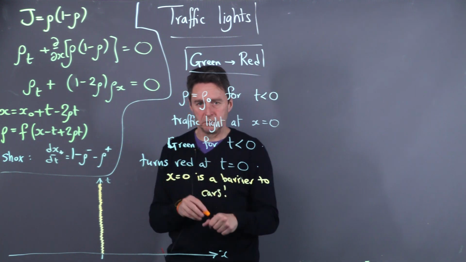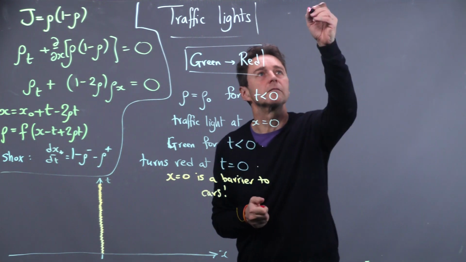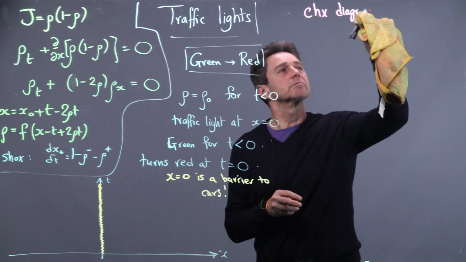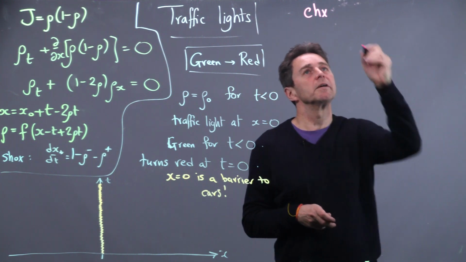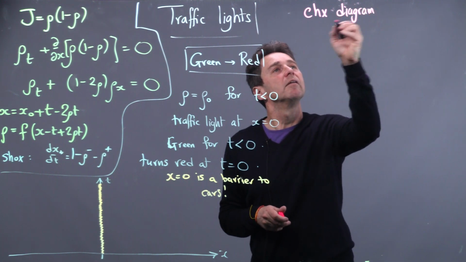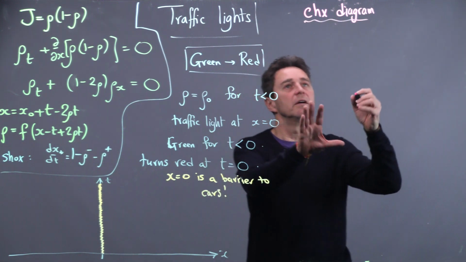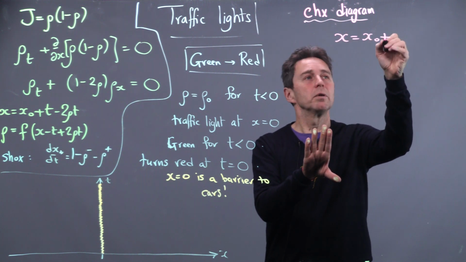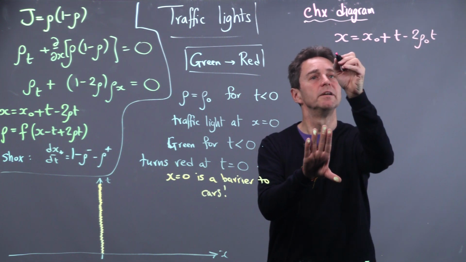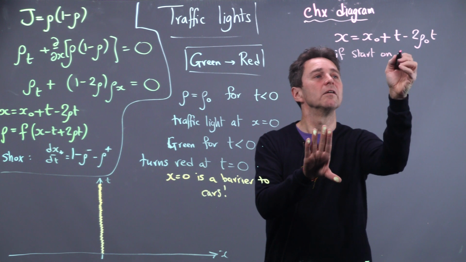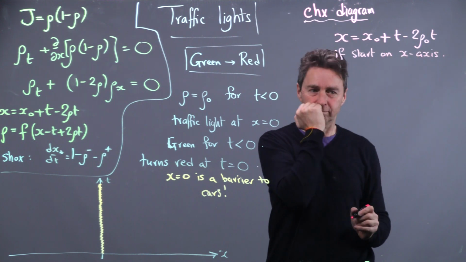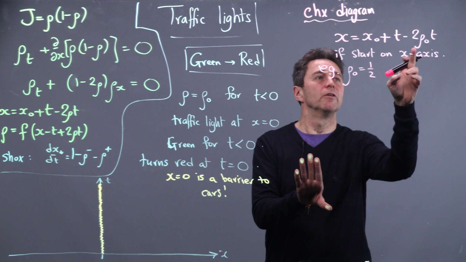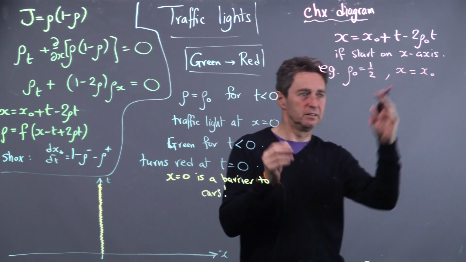All right, so let's consider the characteristics diagram a little bit. I'm getting too small in my writing. So the characteristics diagram, I'm starting to draw it down there. We've got the characteristics information here: x equals x0 plus t minus 2 rho 0 t, if you start at the x-axis. And let's put rho naught as a half. If rho naught is a half, that means that x is x0. That's an easy one to draw.